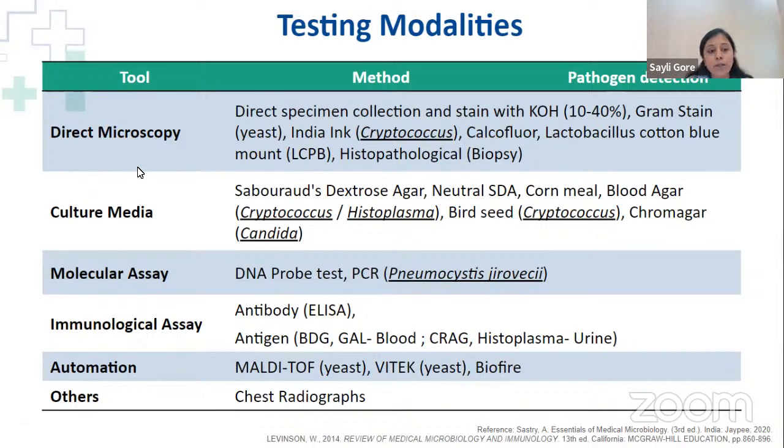This microscopy is also used along with the culture media for confirming the diagnosis. Microscopy will only identify, but culture media will help differentiate the organism. So different agar media are used, such as Sabouraud dextrose agar, then cornmeal. Blood agar is used to identify Cryptococcus or Histoplasma. Then bird seed agar is used to identify Cryptococcus, and CHROMagar is used to differentiate the Candida species.